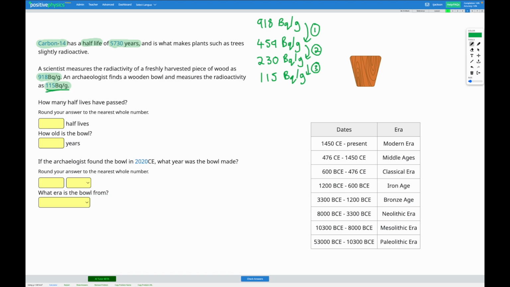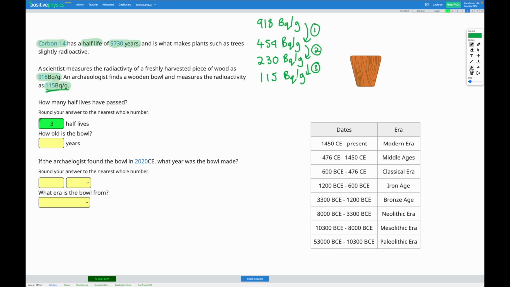So we know that since the wood was freshly harvested, 3 half-lives have passed in order for it to end up with a radioactivity of 115 becquerels per gram. So we can fill that in here. 3 half-lives have passed.